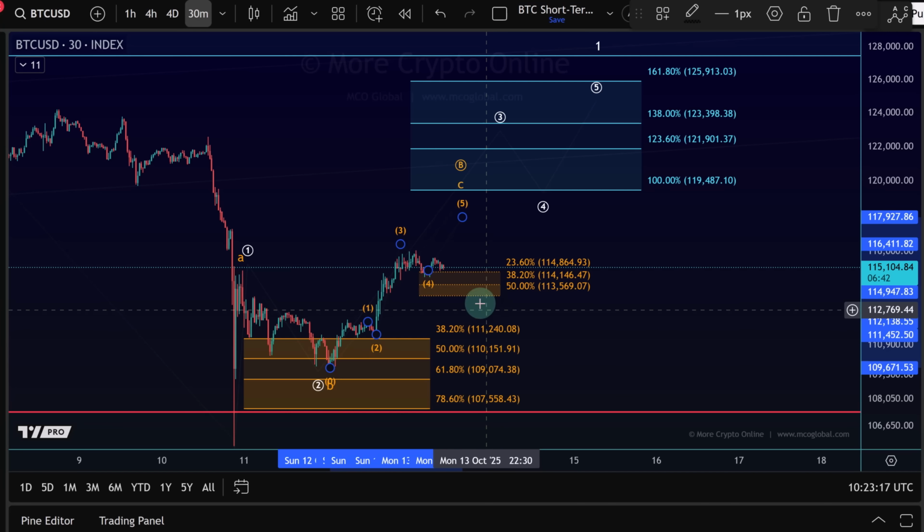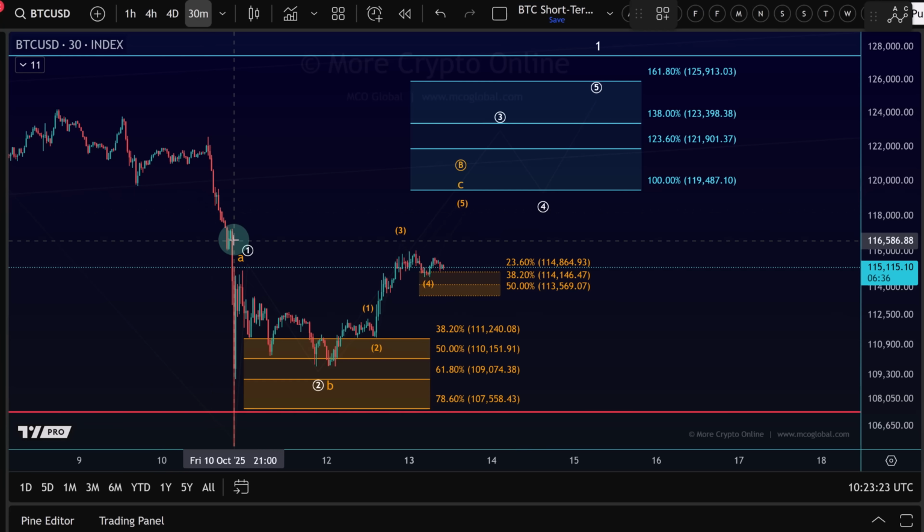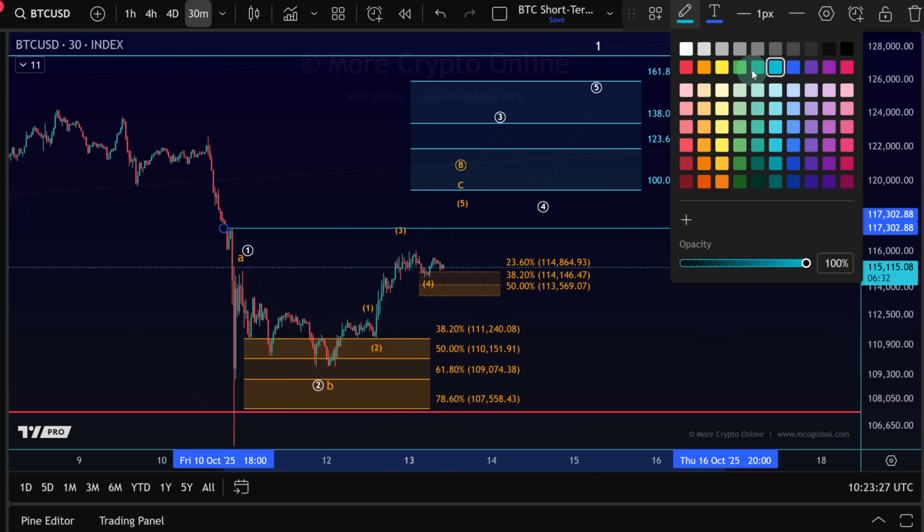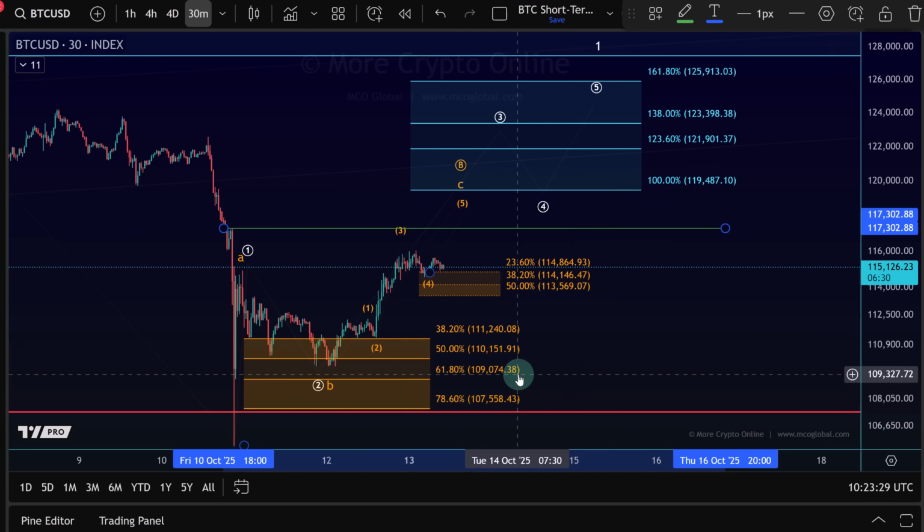But as long as we're holding 113,569, we can short-term watch for higher towards 119,487. There might be some resistance in this area, around 117,300, those previous swing highs from Friday. Also relevant. So above, we can look for 119,480. That's the next larger fib level above. And even if we're working on the C wave in the orange count, we might get there.